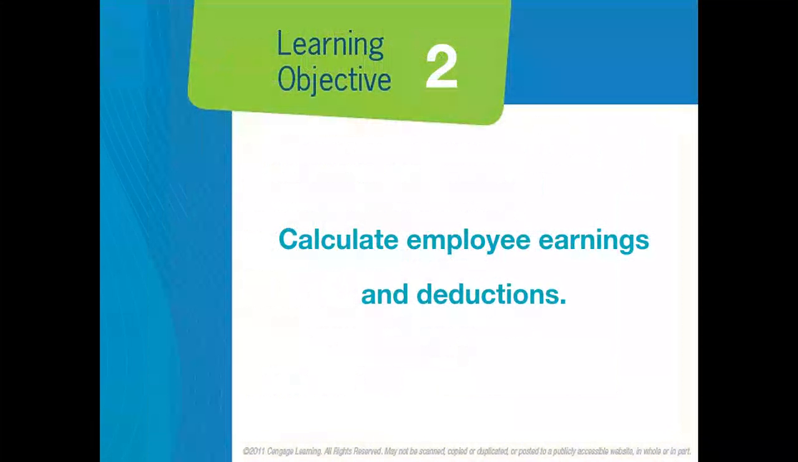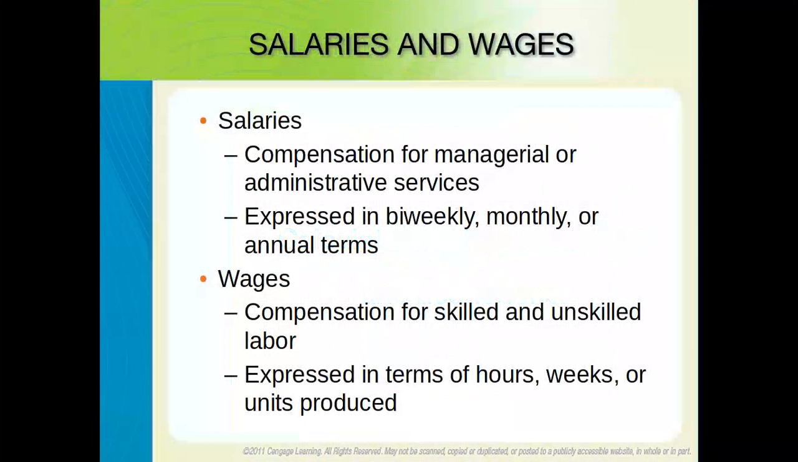So the next learning objective is calculate an employee's earnings and deductions. There's a couple different ways that we're going to maybe pay our employees. They're either going to maybe get a salary or a wage. Salary, this is a person gets paid weekly, bi-weekly, monthly, annual terms. When they get hired, the person is saying, hey, you're going to make $80,000 a year. And then they break it up into how much you make on an annual or a monthly basis, a weekly basis, and then that's how you're paid.